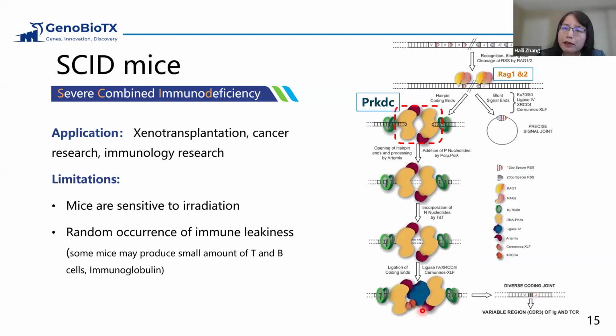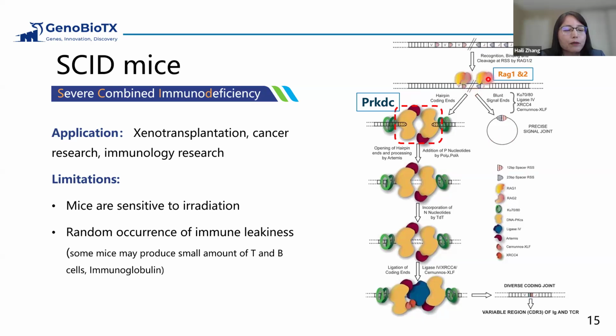mechanism of VDJ recombination. So here on the right, the diagram shows the VDJ recombination process, which involves several important proteins for DNA recombination and the generation of diverse immune receptors. Among these proteins, the first pair is RAG1 and RAG2 protein.